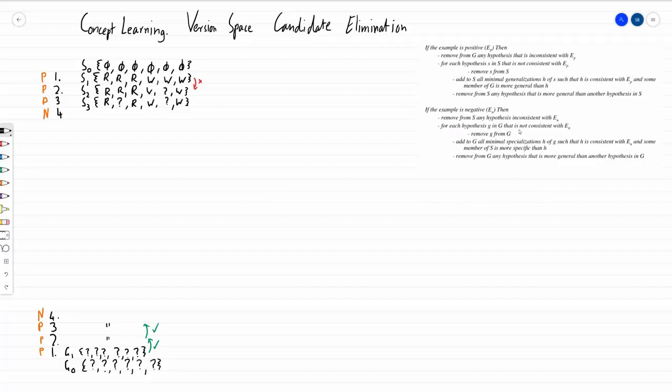So for each hypothesis in G that is not consistent with that, remove it, so basically don't keep it, and add to G all minimal specializations of H, H being the hypothesis we're currently working with, such that H is consistent with En, and some member of S is more specific. So the idea is don't become more specific than that. The main point here is minimal specializations. Also, when you do this, if you have multiple ones left over and some are more general than others, remove from G any hypothesis that is more general than another hypothesis. So you want to be keeping the most specific here is the idea.